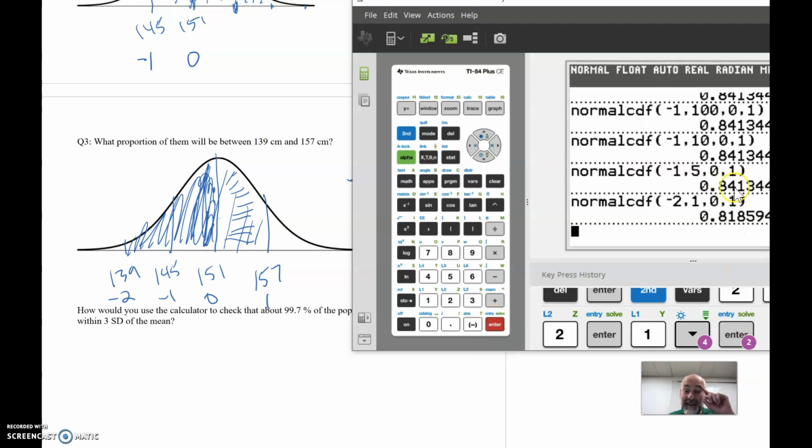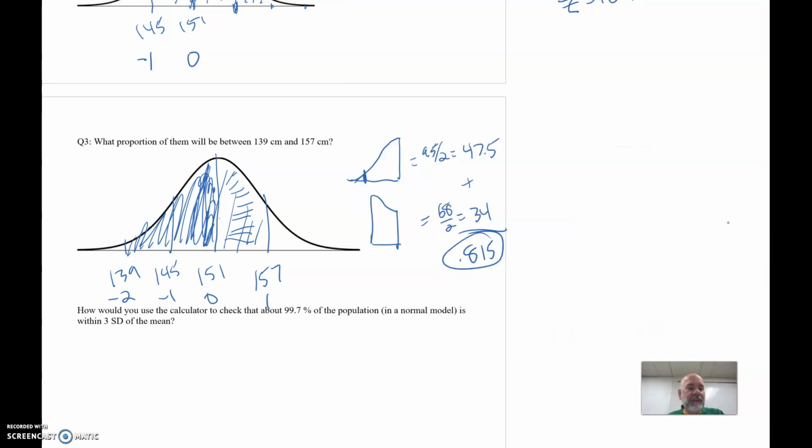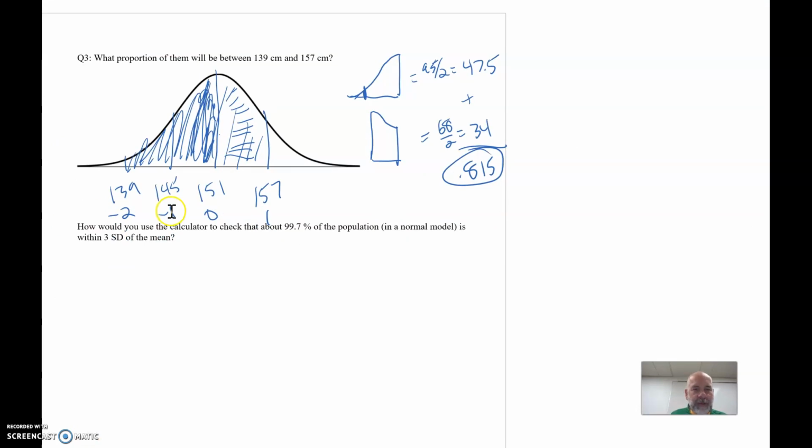And there we go. Now you look at that and you go, hey, Mr. Ellinger, that's 0.818, not 0.815. Remember, the empirical rule is an approximation. It's around 68%. It's around 95%. It's not exact.